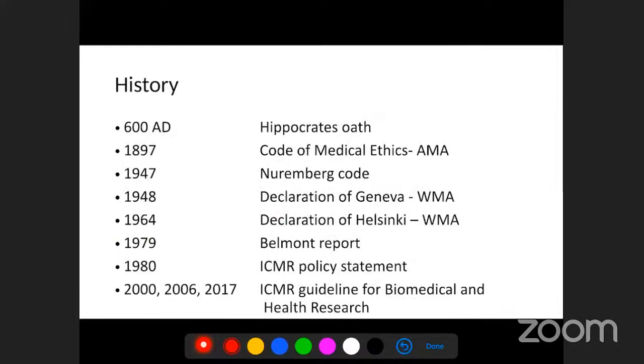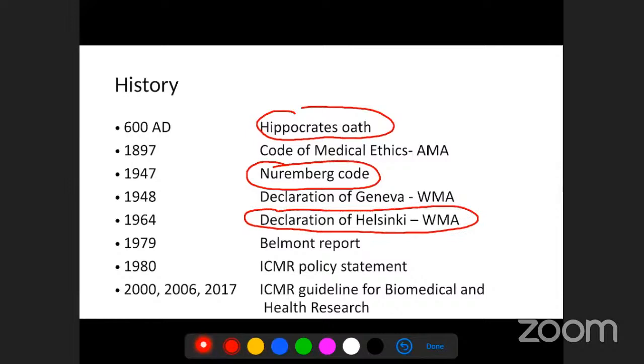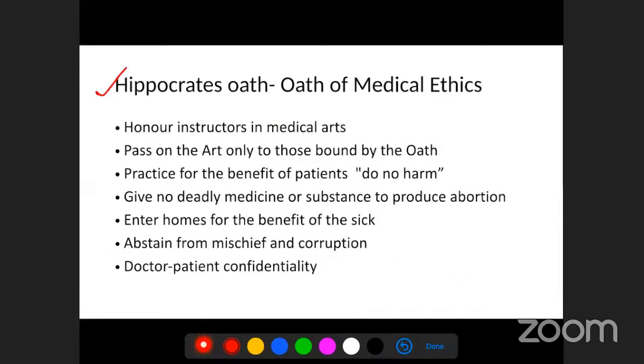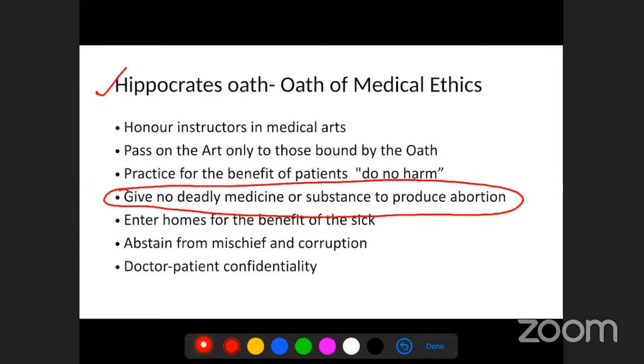Now let us look into a few historical aspects of these ethical issues. The first thing started with Hippocrates' oath, and then the major change occurred in the Nuremberg Court. And then remember in 1964, we have the World Medical Association Declaration of Helsinki and in 1979 the Belmont Report. And in India, we have a lot of our own policy statements in 1980, then guidelines in 2000, 2006, 2017, etc. Now, Hippocrates' oath was one of the oldest medical oaths in medical ethics. These were the things recommended by the original Hippocrates oath, but this is not talked about in the present or modified Hippocrates. But all other things are there in the Hippocrates.